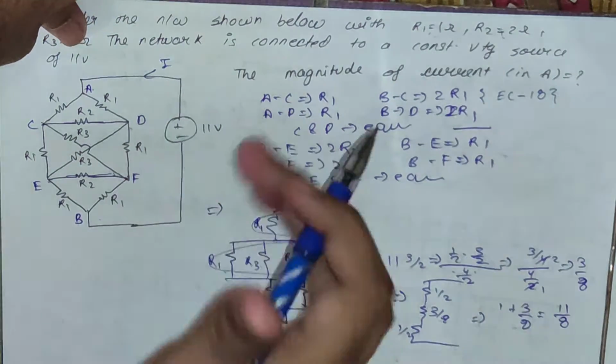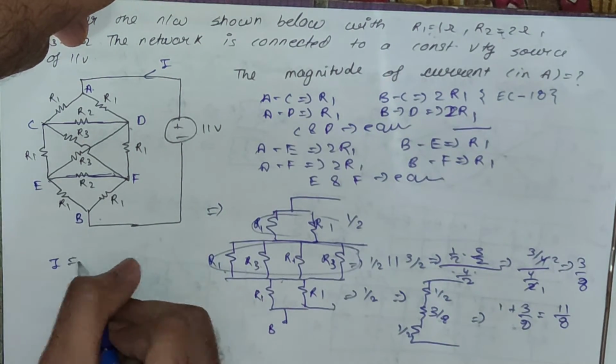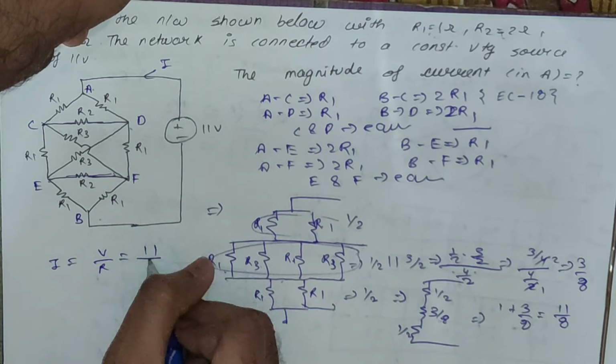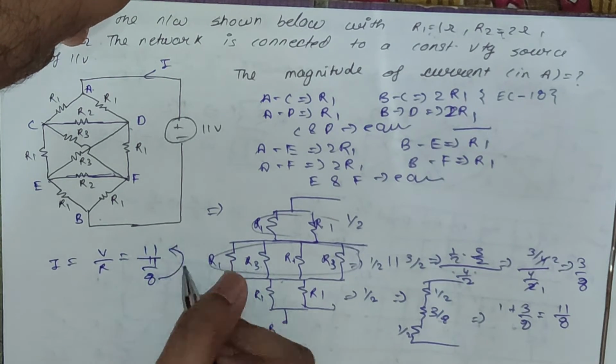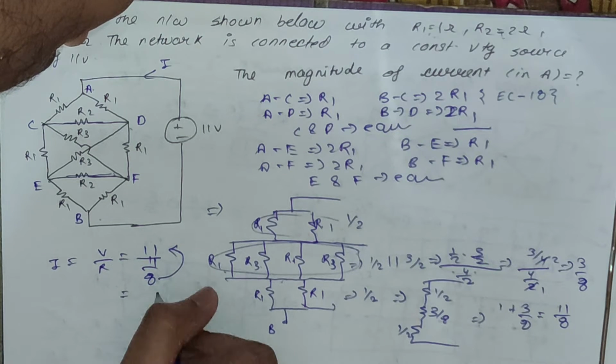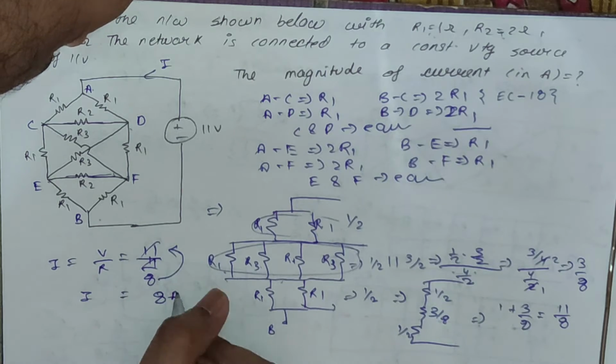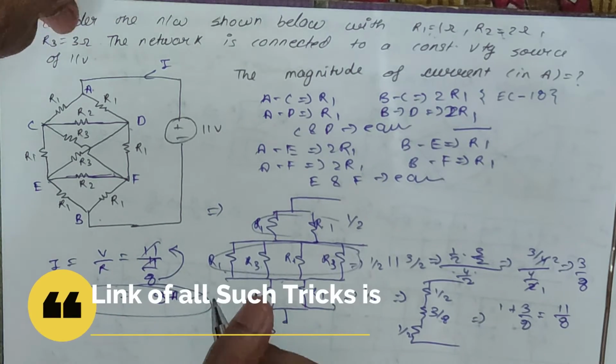Okay, now we get to know the R. We know we can find out I easily, right? So I is nothing but V by R. V is 11 upon R is 11 by 8. Okay, this 8 will come at numerator. We will get 8 ampere. This 11 got cancelled. Okay, so the answer for this question is 8 ampere.